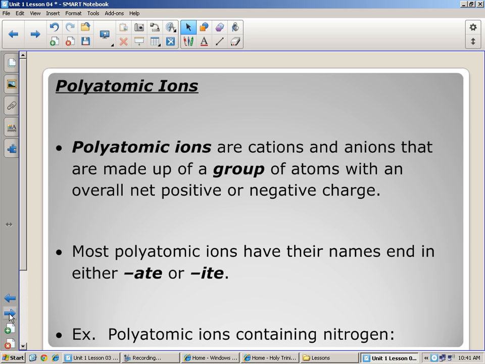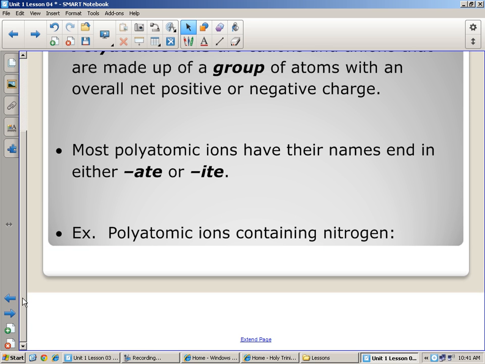There's a few goofy ones, like for example, ammonium. It is alphabetically at the beginning, but it's actually NH4+. So there's some that you'll have to adapt to a little bit. Most of them end in ate or ite. Polyatomic ions containing nitrogen, so we'll take a look at this now. That's a good list, but it's not all the ones you need to know.